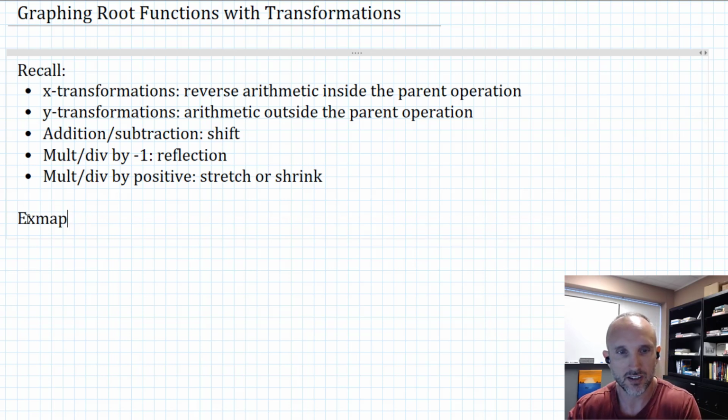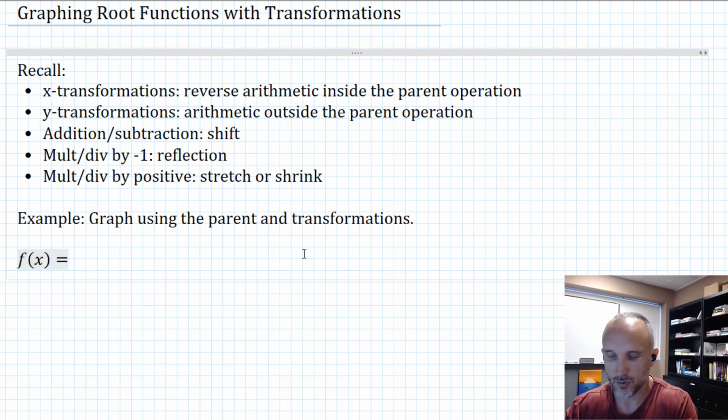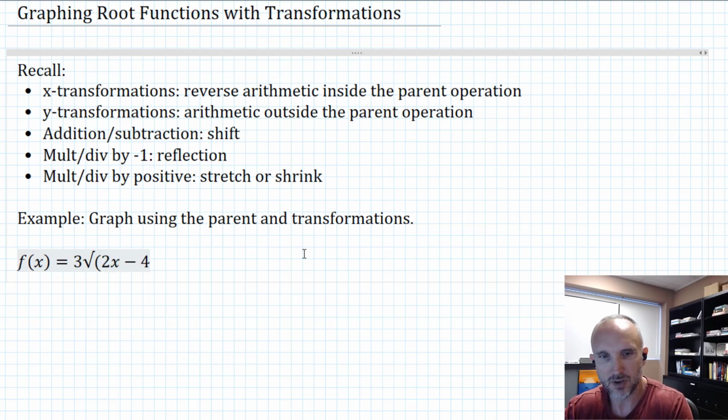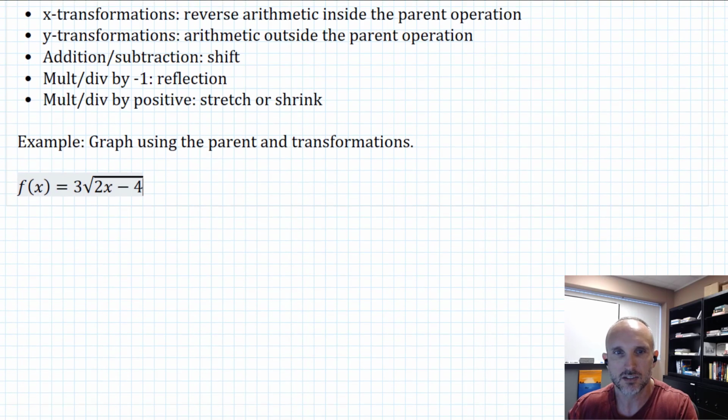So let's try this. Graph using the parent and transformations. And let's look at the function f of x equals, now let's do a square root function first. Let's say, I don't know, let's do 3 times the square root of 2x minus 4.